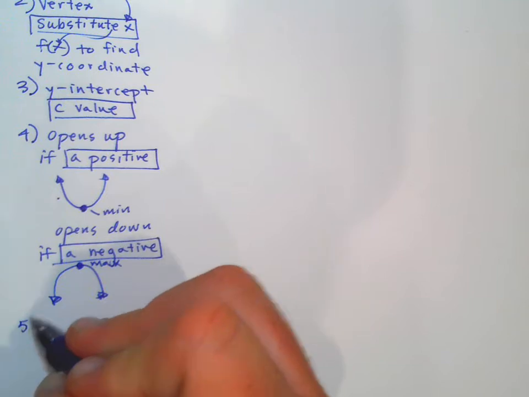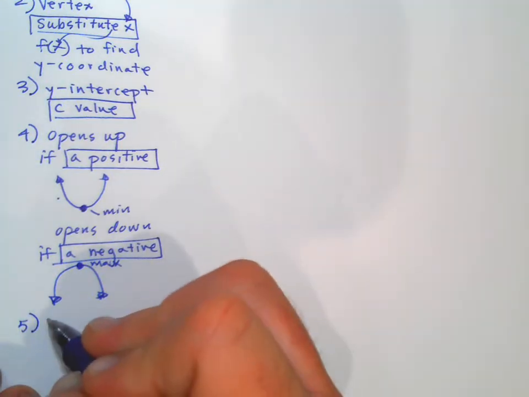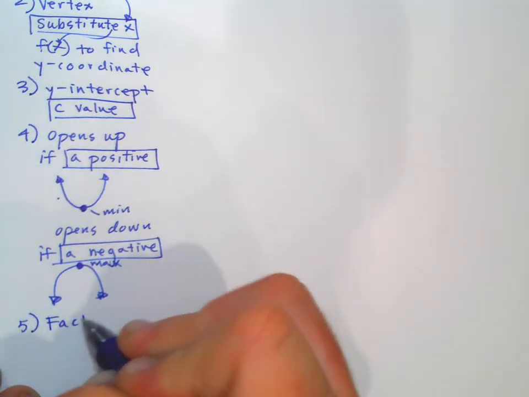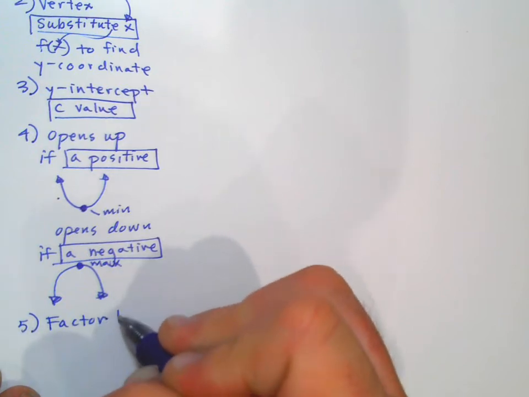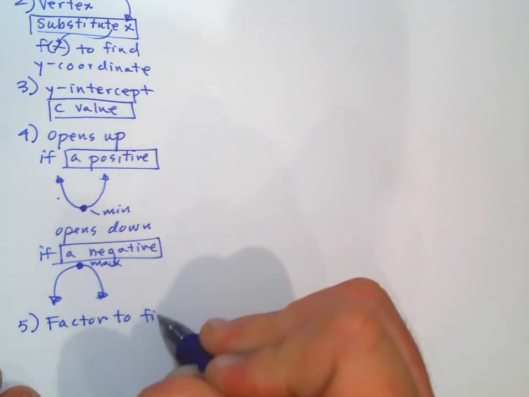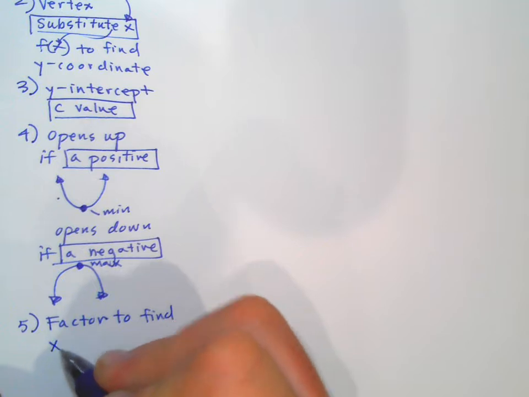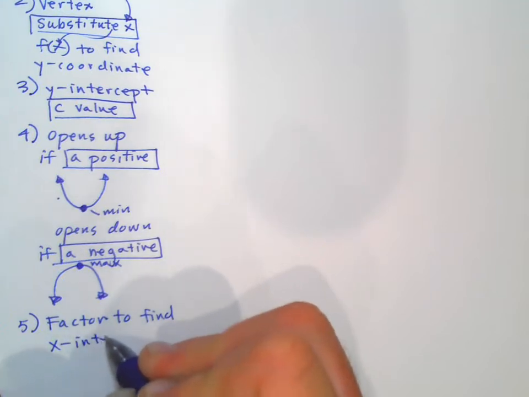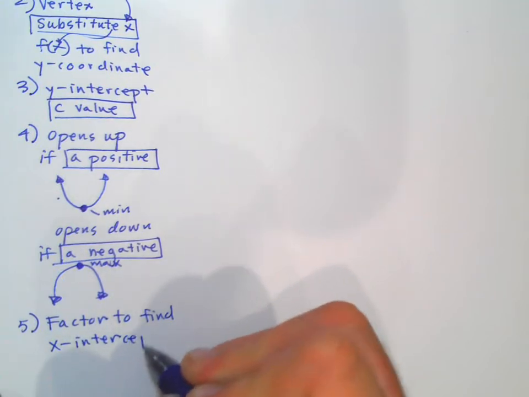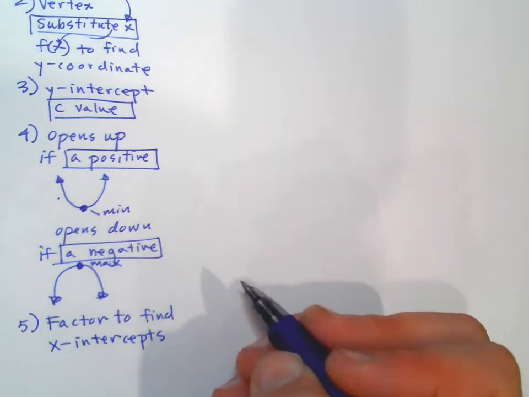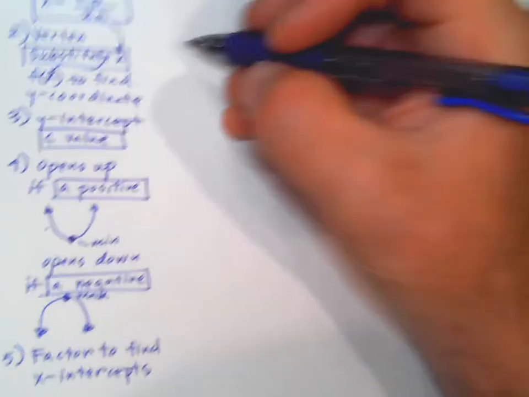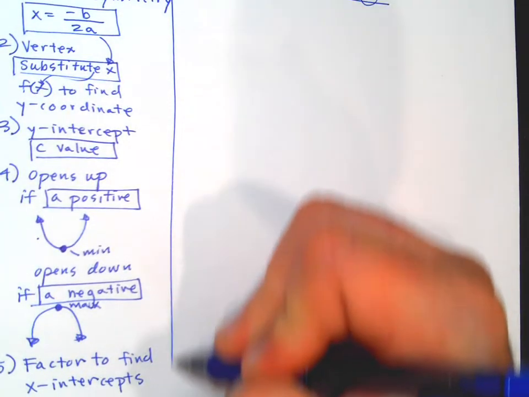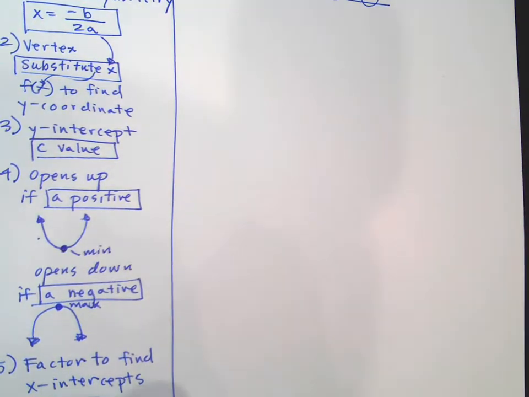And another strategy is that we could factor, and we did this, I think, in our last lesson, factor to find the x-intercepts. So the x-intercepts are the roots, the zeros. This is what we're going to be doing on each of the problems today in our notes.